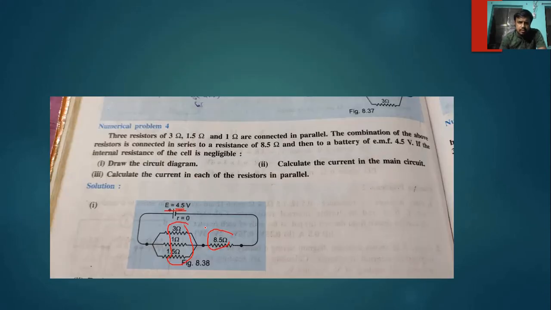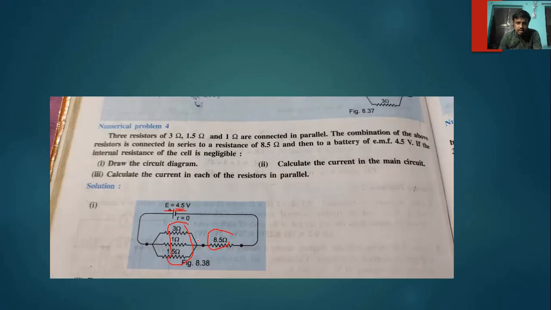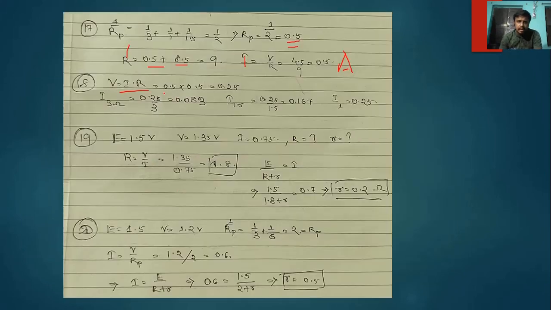Calculate the current in each resistor. For the current in each resistor, we have to find the potential difference. The resistors are in parallel to each other, and we know that the potential difference remains the same in a parallel circuit. So we have to find the potential difference so that we can find the current in each resistor. Here V is equal to IR, that is 0.5 into 0.5, that is equal to 0.25.